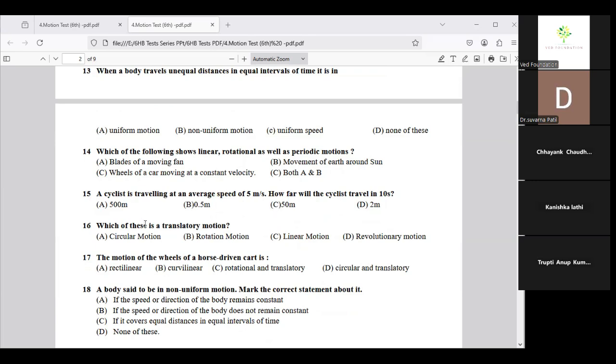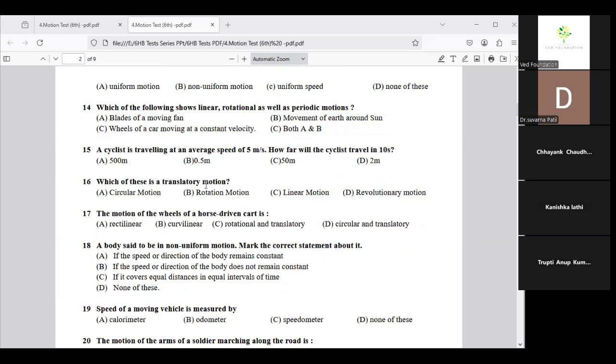Next, 16. Which of these is a translatory motion? Circular motion, rotationary motion, linear motion, revolutionary motion. The correct answer is option C, linear motion. Translatory motion is of two types, linear motion and curvilinear motion. So among the given options, A, B, D are types of circular motion. So the correct answer is option C, linear motion.